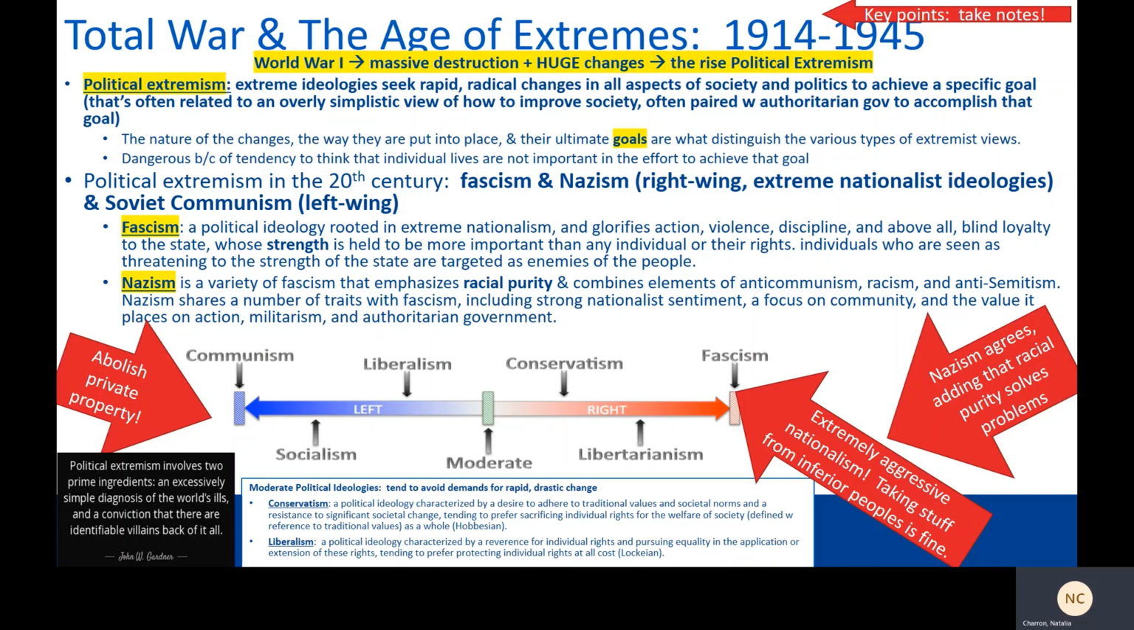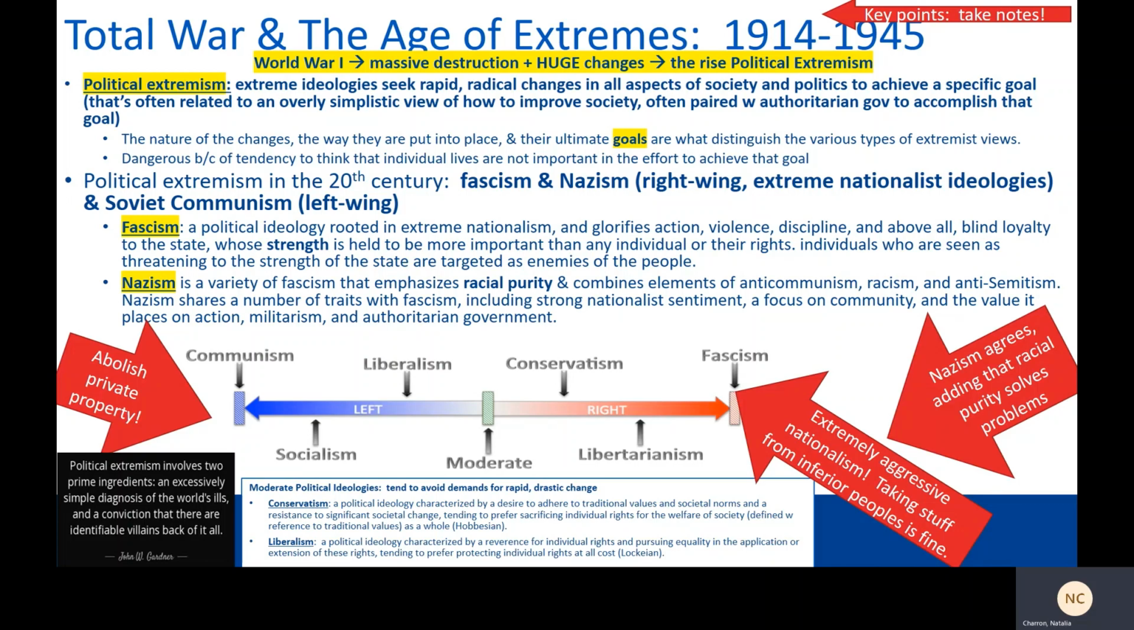If you look at the little spectrum on the bottom, it might help. We've looked at communism already as an idea in this class, which is an extreme version of socialism, because socialism says, let's make inequality less bad, and communism says, let's eliminate it altogether and abolish private property. And that's the goal, and that will fix society. Communism rises in the Soviet Union, and we're going to be tracing that story in the unit.